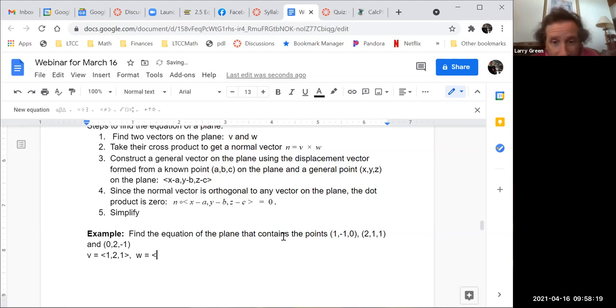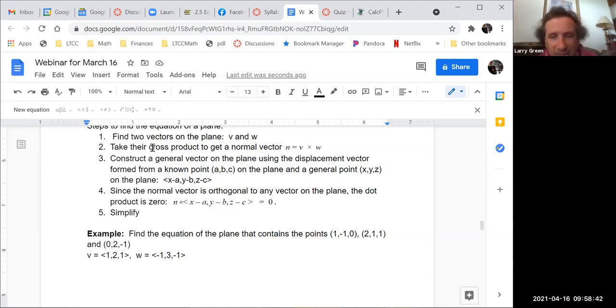And that gives me 0 minus 1 is negative 1, comma, 2 minus negative 1 is 3, comma, negative 1 minus 0 is negative 1. Any questions on finding 2 vectors that are on the plane? Okay, so that was part 1.